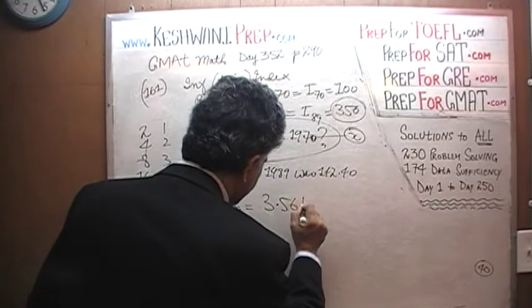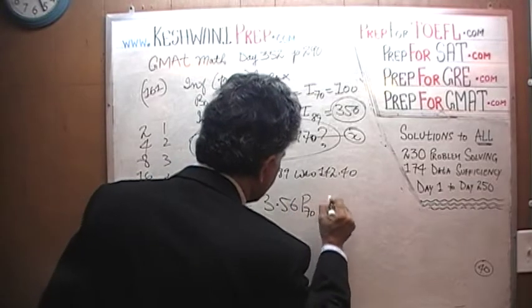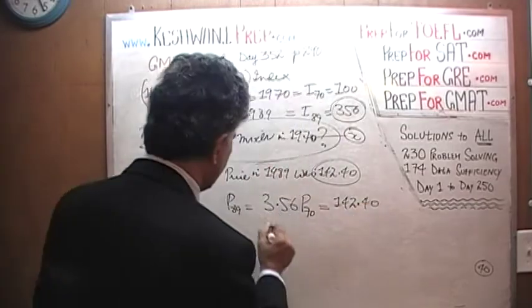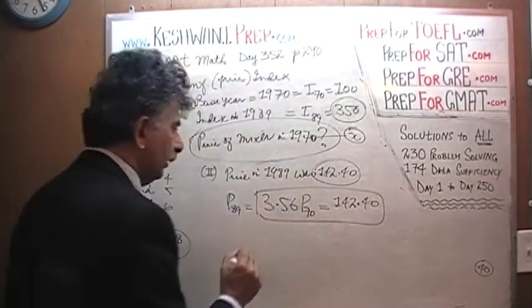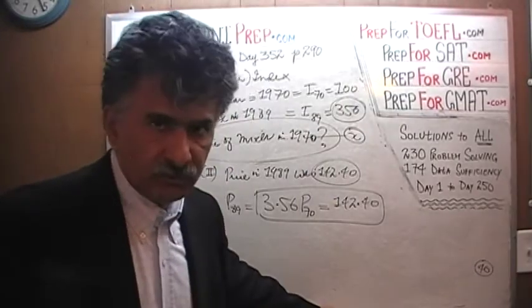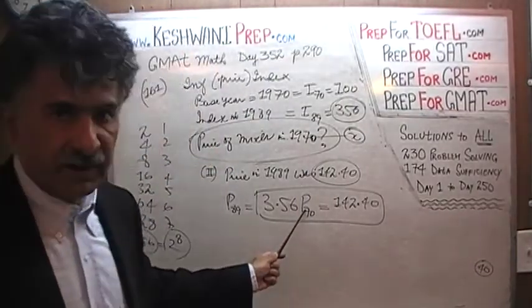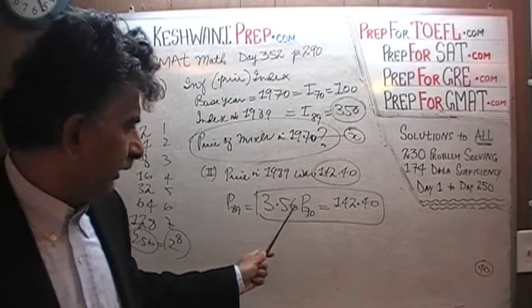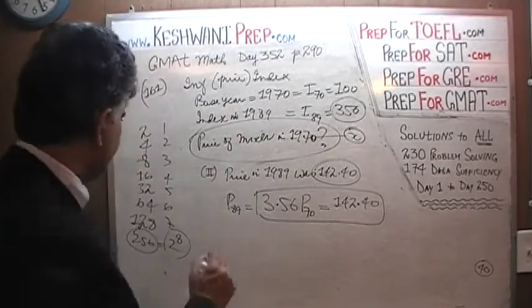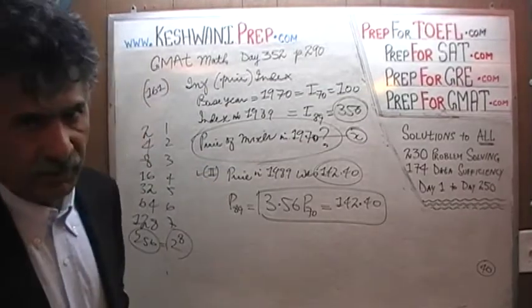3.56 times the price in 1970, which we are told happens to be 142.40. Again, it's a very simple, very straightforward linear equation. Of course we can solve for the unknown, the price in 1970. Just divide both sides of the equation by 3.56, that's it. The second statement does the job also quite nicely.